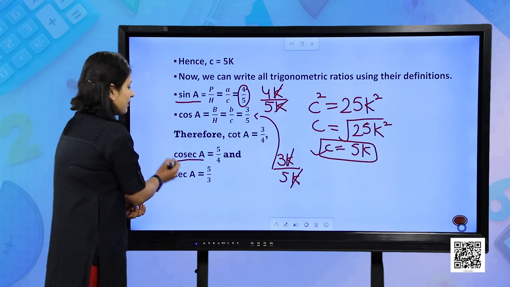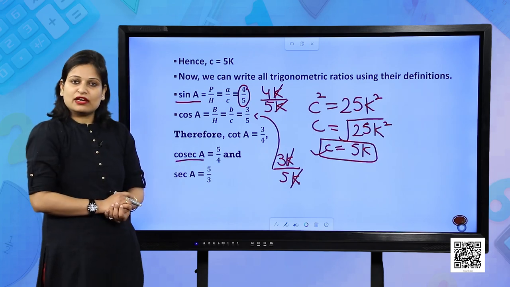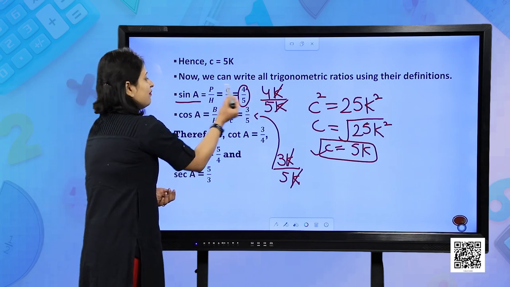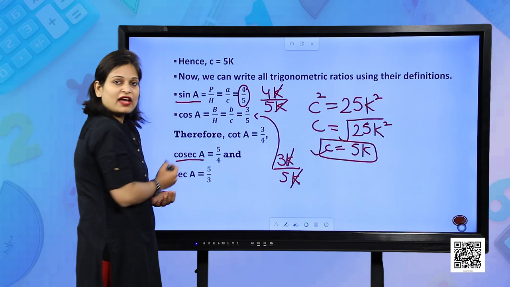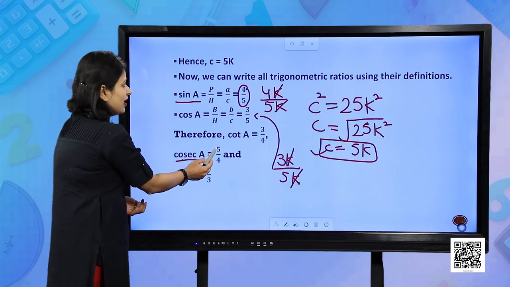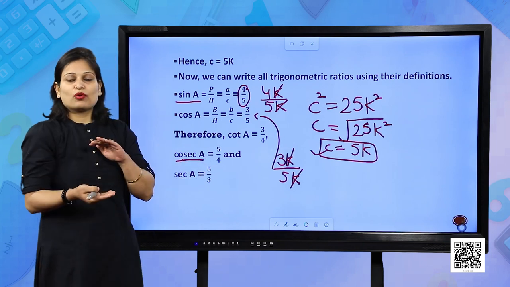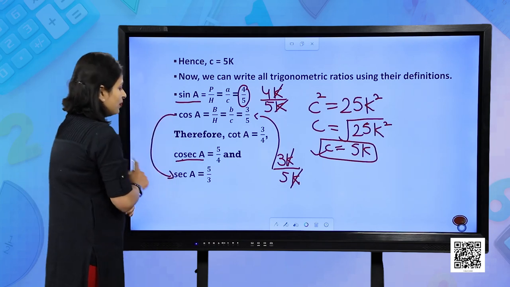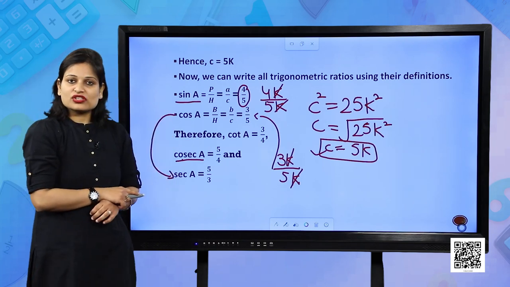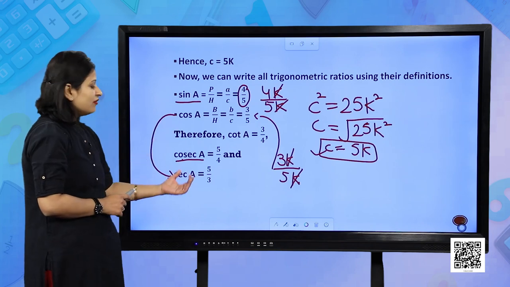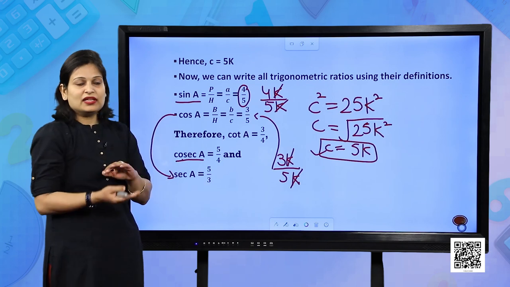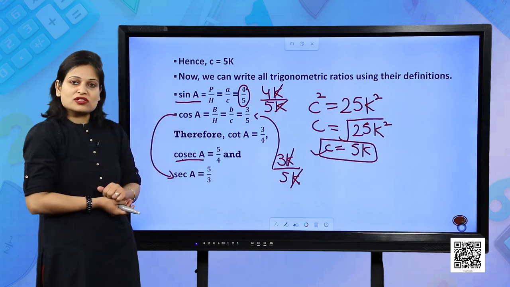Now, cosecant A is the reciprocal of the sine function. You can see the value of sine A is 4 by 5. So, cosecant of A will be 5 by 4, simply the reciprocal of the sine function. Now, secant A is the reciprocal of what? The cos function. So, 1 upon cos A will give you secant A. So, you will get 5 upon 3, simply the reciprocal of the cos function.